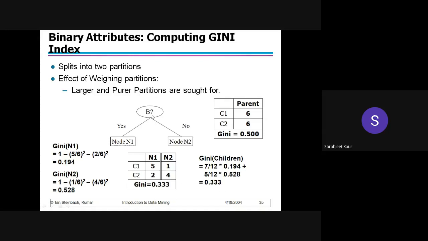Similarly, we compute for A, and then we subtract the Gini of B from the Gini of the parent. Whatever we get, we will contrast this with the Gini of the parent minus the Gini of the split on A. Whichever is greater, we pick that particular node.